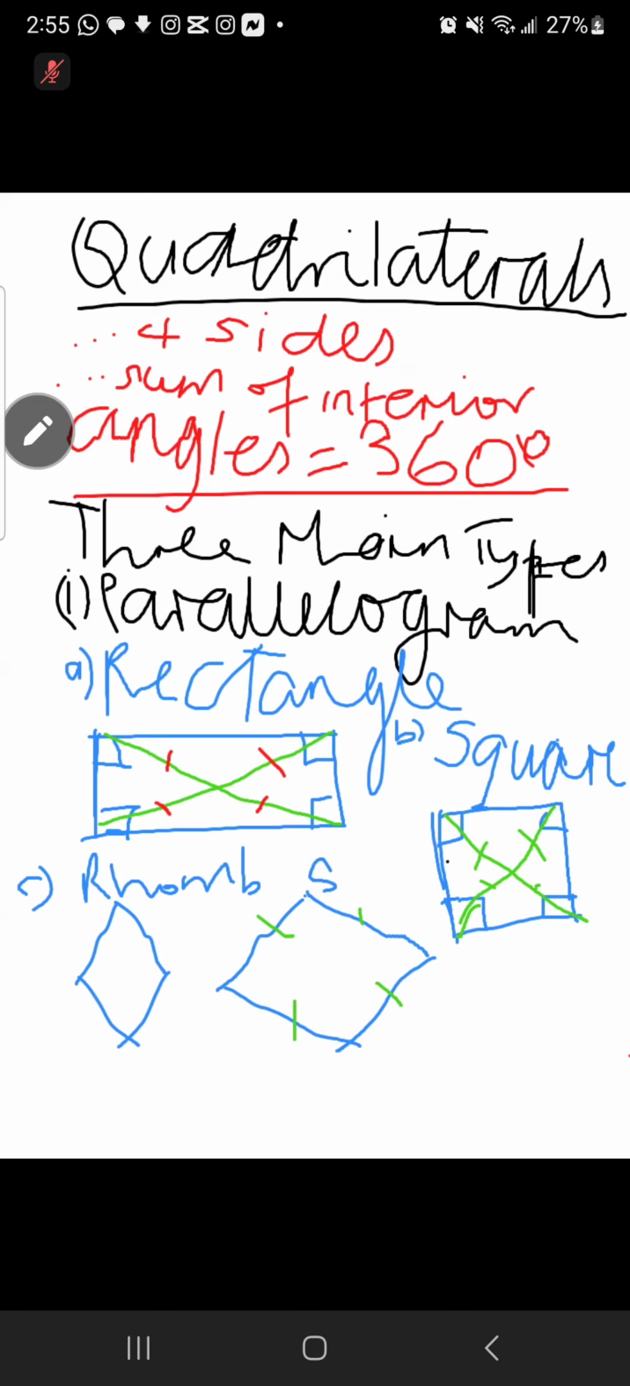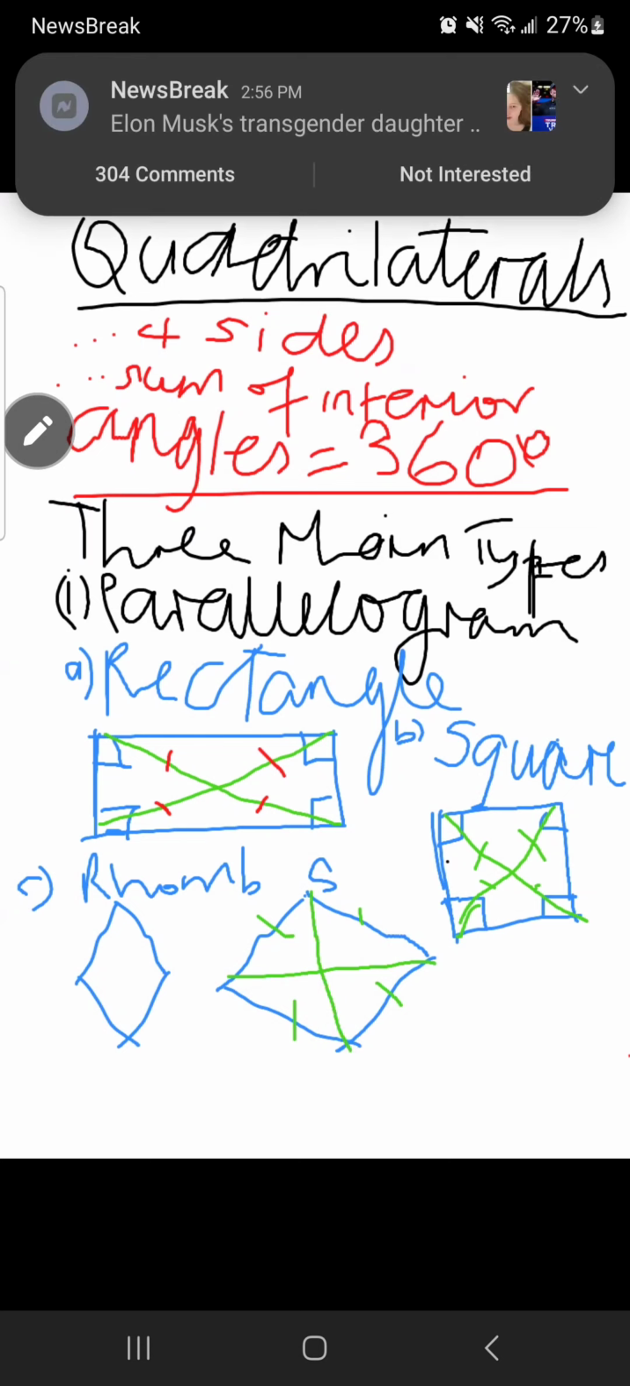What do we mean by diagonal? A line that goes across from one corner in the polygon to another corner. So here's one diagonal. Look at the whiteboard. Here's one diagonal, and here is the other diagonal. Yes, so those are the 2 diagonals from one corner to the other.